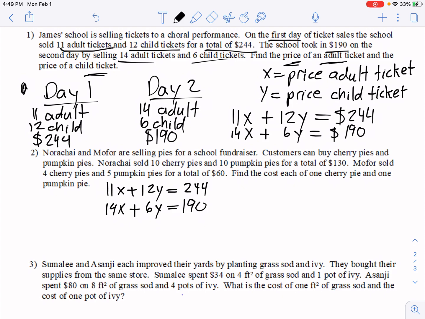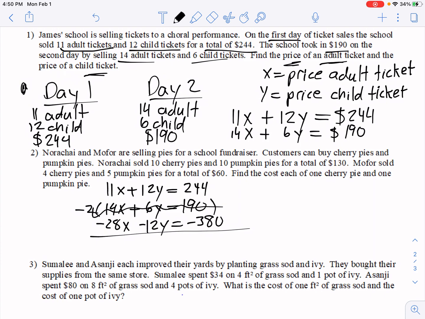Well, actually, if you notice, 12 is double of 6, right? So if I multiplied the bottom by 2, that would give me a 12 over here, right? But we need it to be opposite coefficients. So if the 12 is positive on the top, then we need a negative 2 so that we can get a negative 12 on the bottom. So if I multiply that through, we'd have a negative 28x, and then we'd have a negative 2 times 6, negative 12y to get our opposite coefficient. And then we have negative 2 times our 190 to get a negative 380.